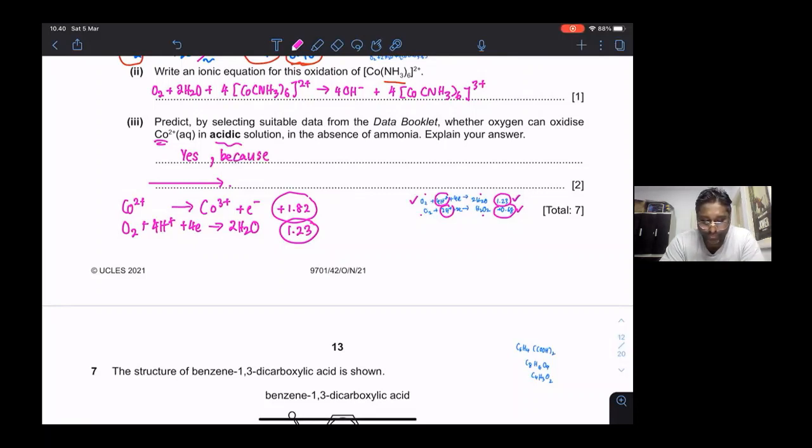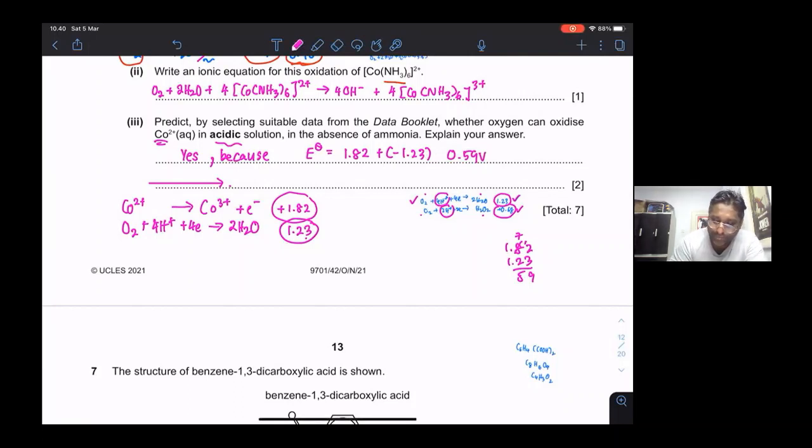Because Co2+ to Co3+ is 1.82, if you want to follow the E value, this one is going to be less than that, so it should be the other way around. So it's going to be negative 1.23. If you calculate 1.82 minus 1.23, this is going to be positive 0.59. So this is going to be a positive value.